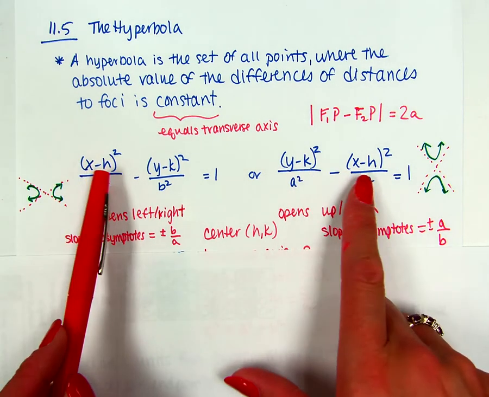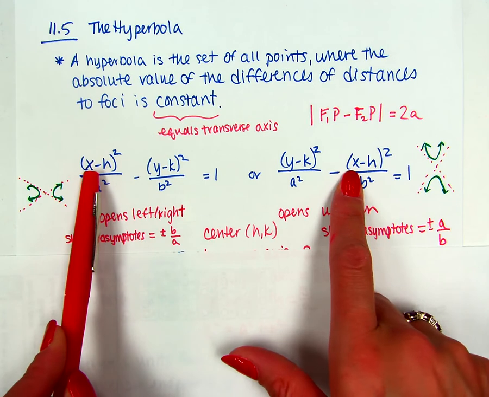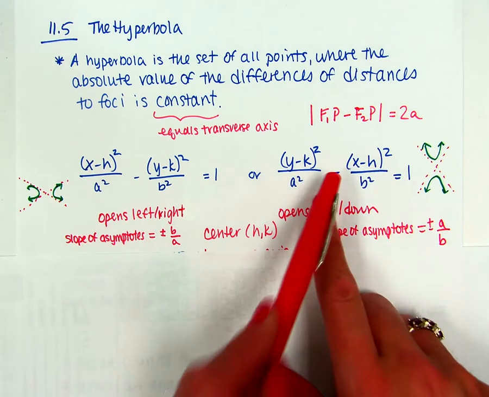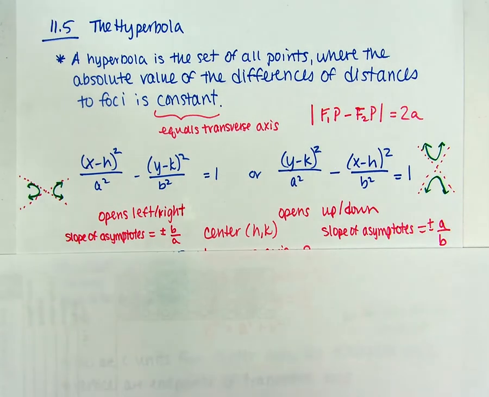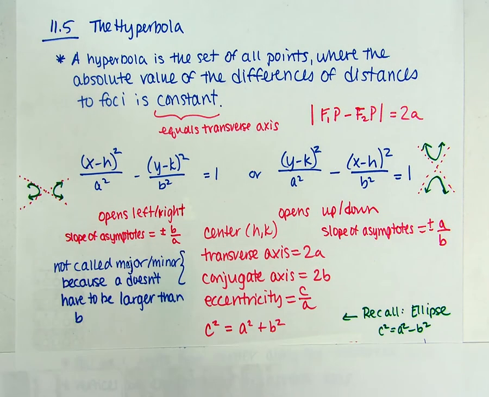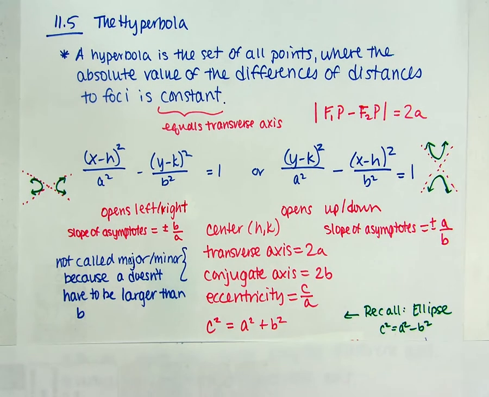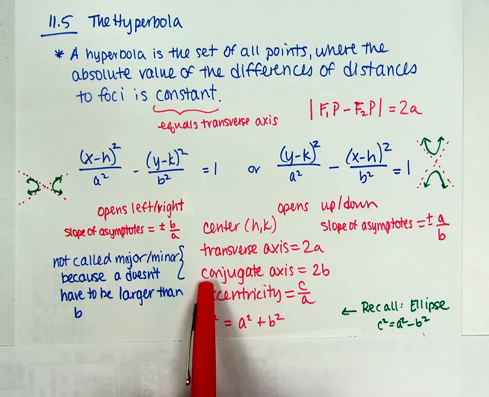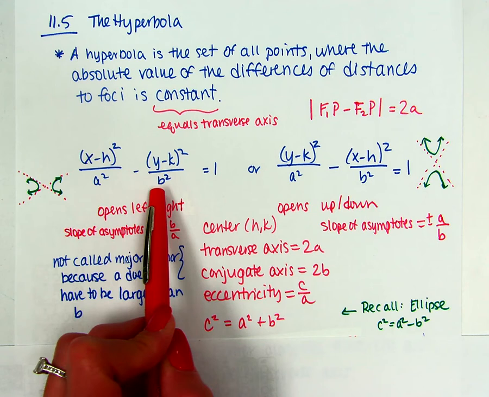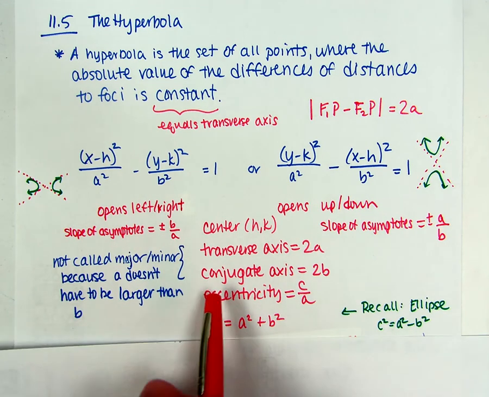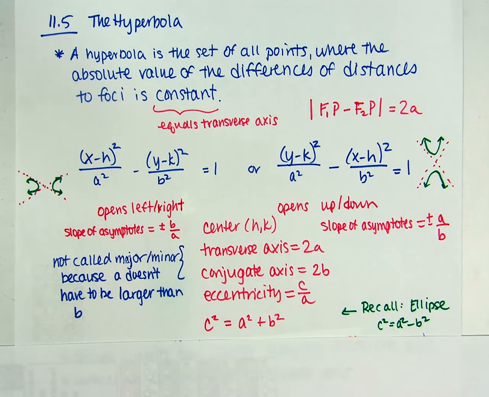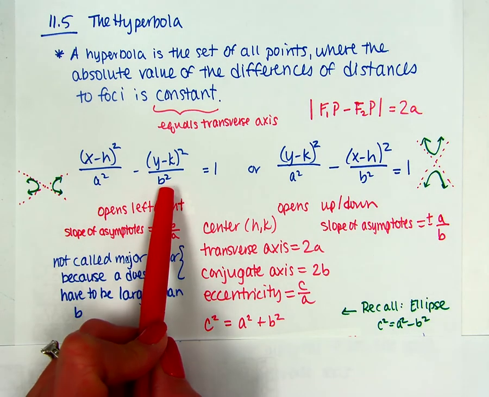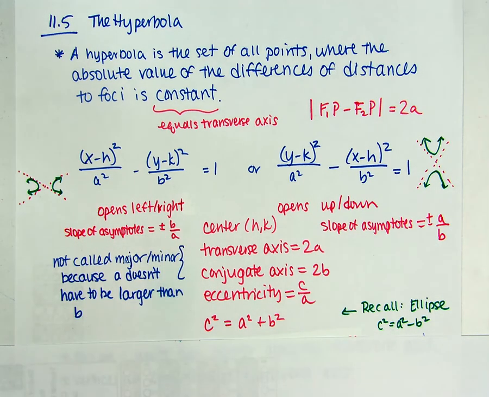Now notice that h is next to the x, right, and k is next to the y. So that's how it should be, but these are flip-flopped, right, because y came first. Everything else is pretty much the same as what we've done before. You have a transverse and conjugate axis, which is 2 times a and 2 times b. They're just not called major and minor. It's like an ellipse, but there's no major and minor because this number doesn't necessarily have to be larger than this number. So they don't call it major and minor.